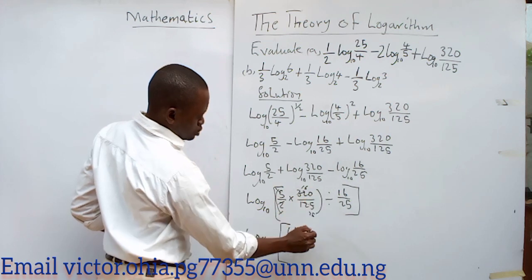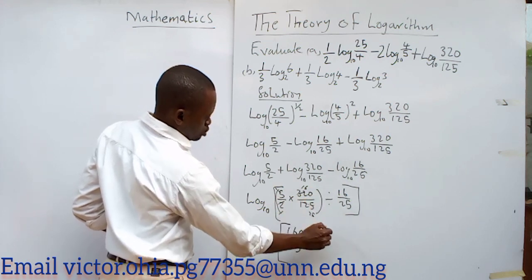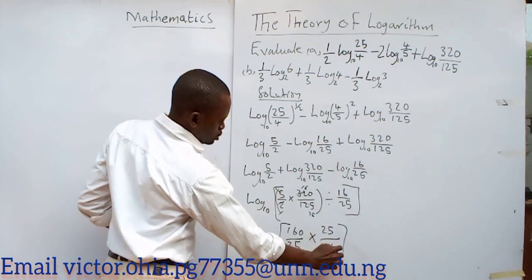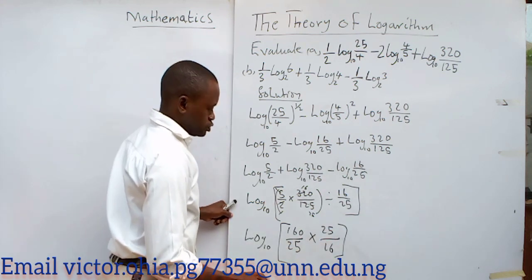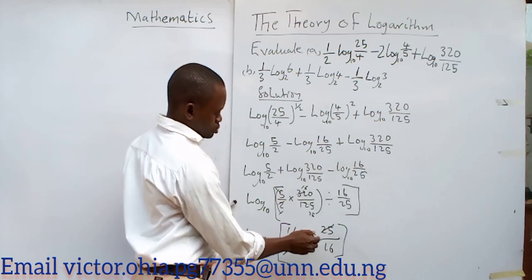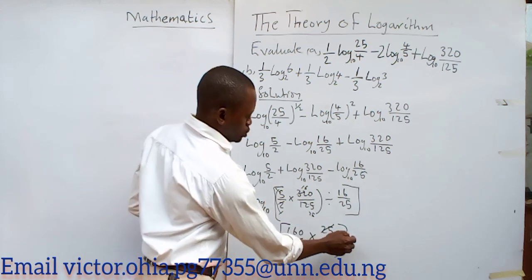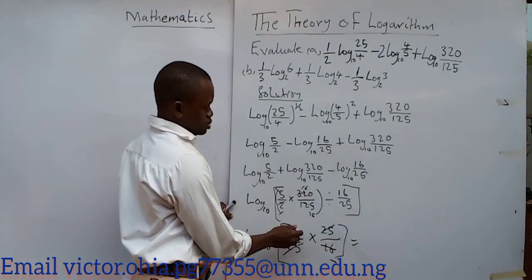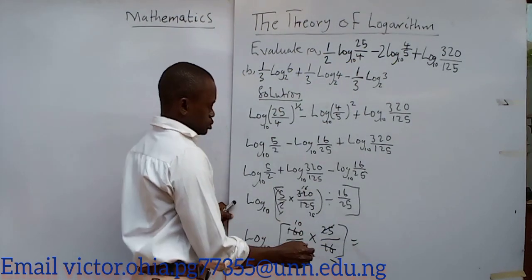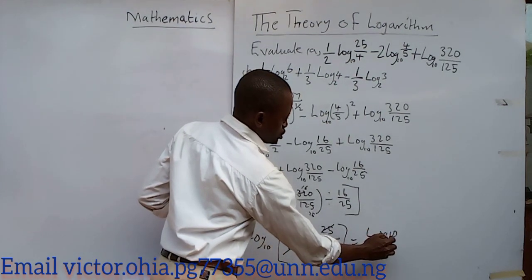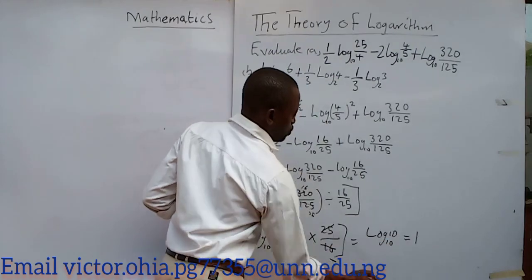Then because of this, we put times and this will become 25 over 16. I'm sure you are well acquainted with the simplification of fractions. This will take away this, and what do we have left? 16 will cancel itself, 1 cancel 160, that's 10. So what do we have left? We have log 10 in base 10, and the answer is 1.